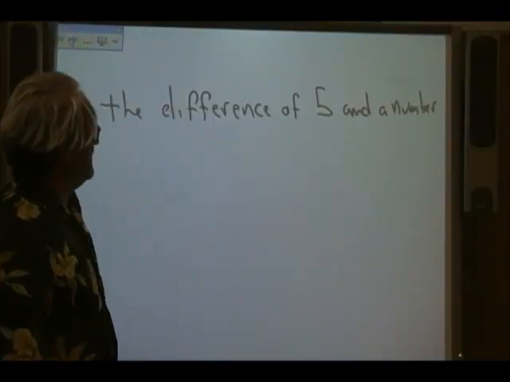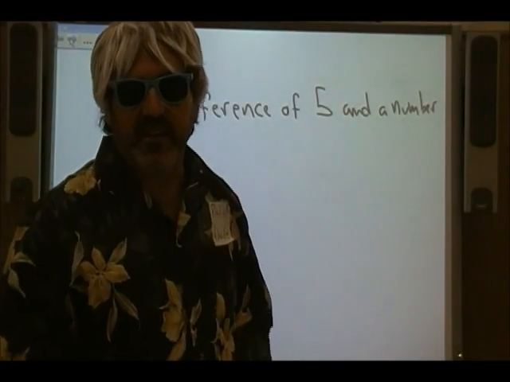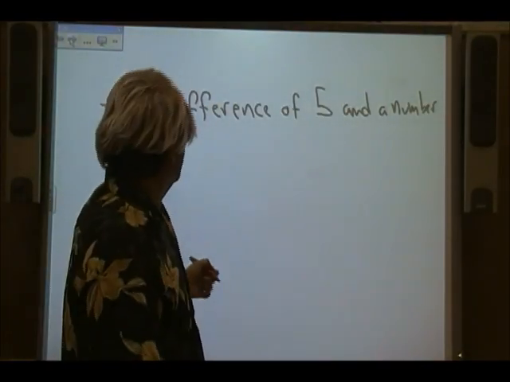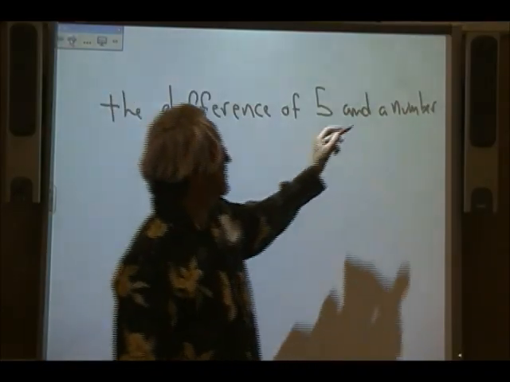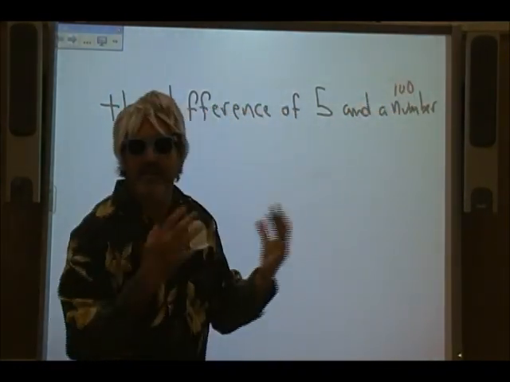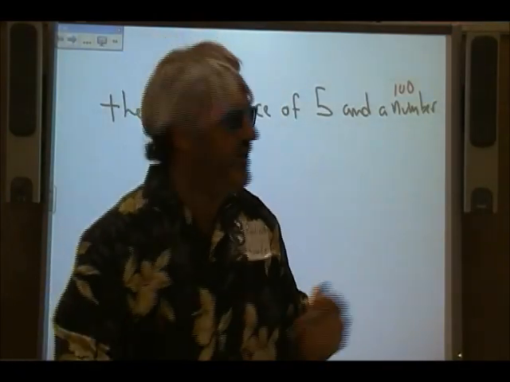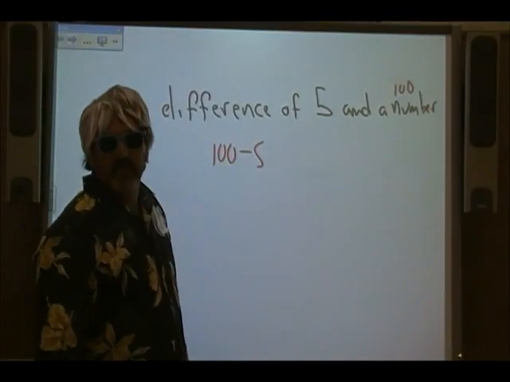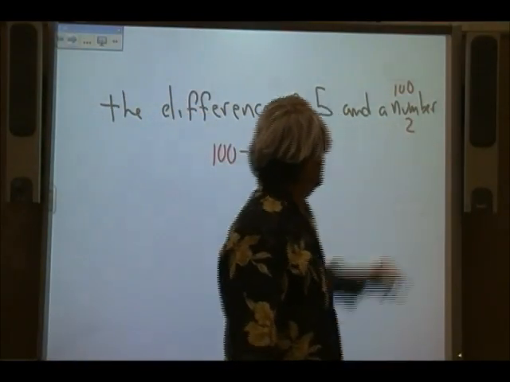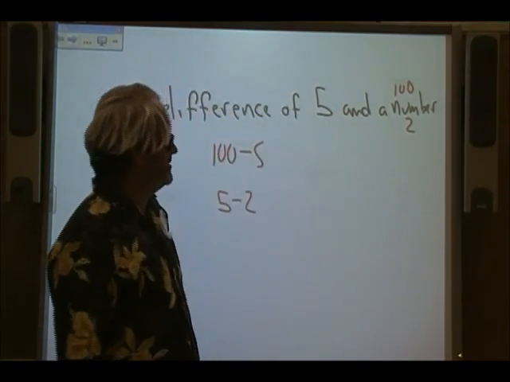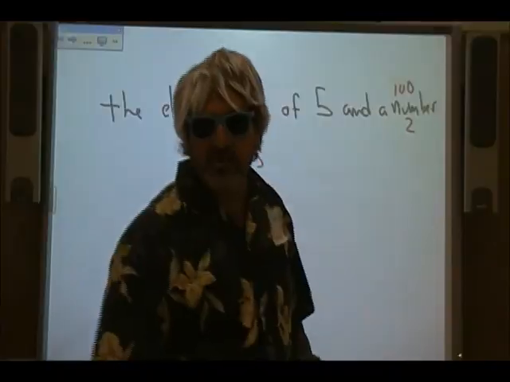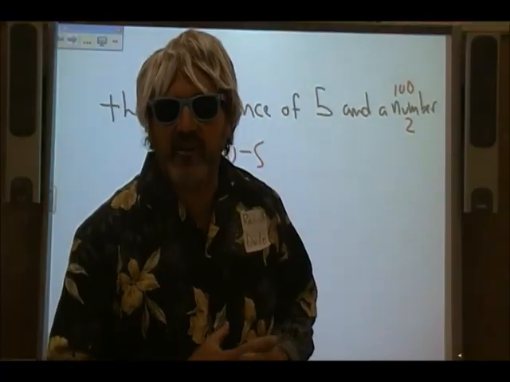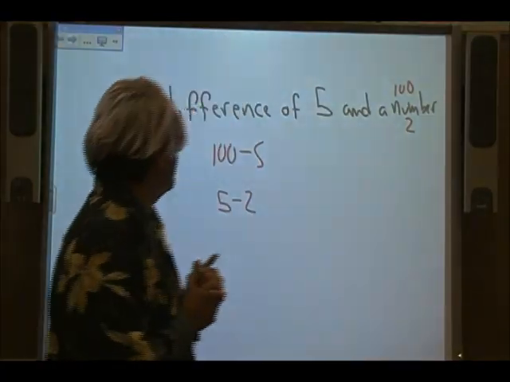What else do I have here for you? The difference of 5 and a number. Now this one's a little bit unique. If the number was 100, the difference between them is always going to be positive, so you would have 100 minus 5. But if I made the number 2, then you would have 5 minus 2, because the difference between 5 and 2 is 3. And the difference between 5 and 100 is 95. But they're both positive. So I'm kind of confused now.